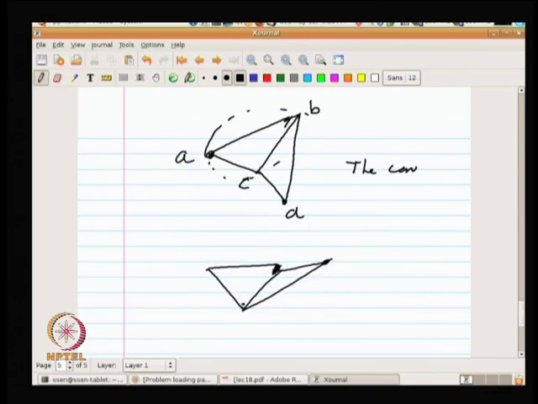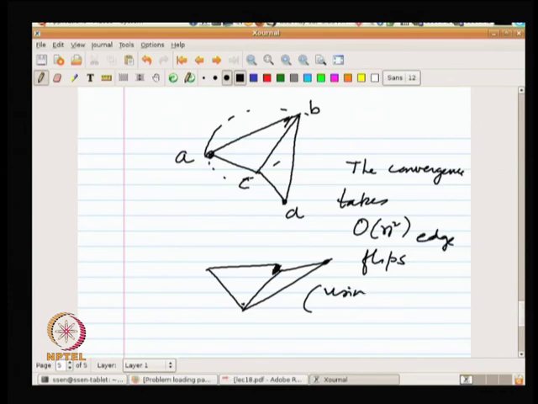Okay, and therefore this is also an analysis of how many diagonals can be flipped. Since a diagonal cannot be flipped more than once, the convergence takes order n square flips. Now this is of course modulo data structure. So you have to use some clever data structure so that the overall running time becomes about n square. So we have only given a proof that the total number of edge flips is n square, using appropriate data structures.